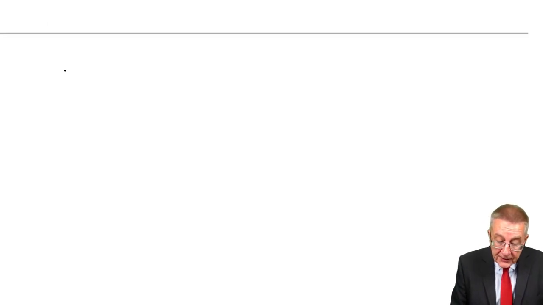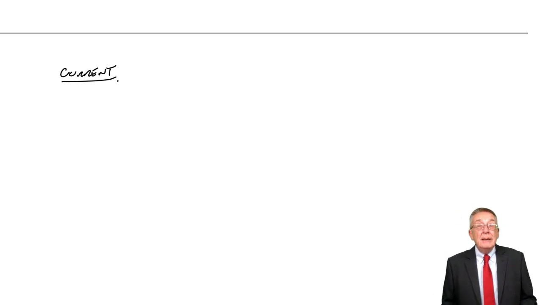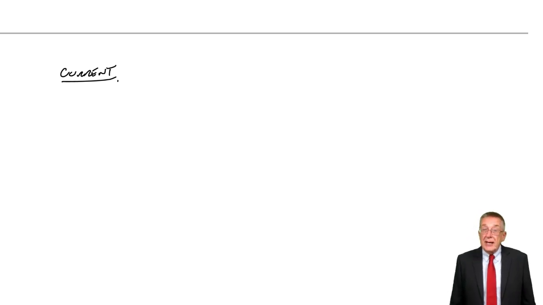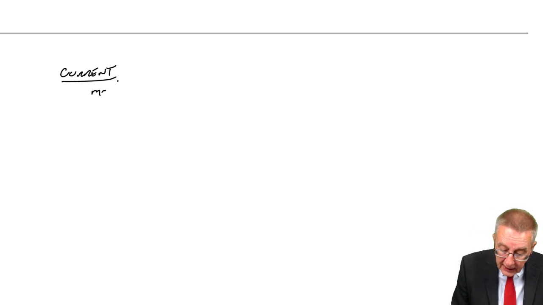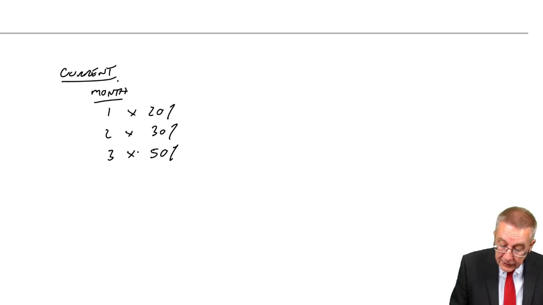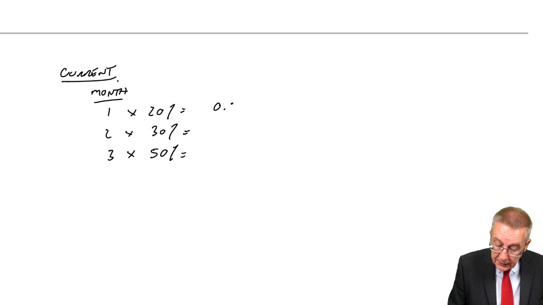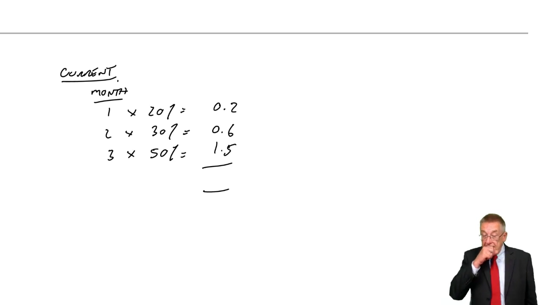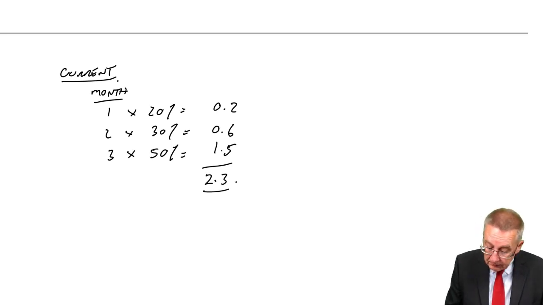Let me again do the little workings. What are the current average receivables? Well, again, I'll do the collection period first. And as I did say a few seconds ago, if the question's given in days, like example 2, use days. If it's given in months, use months. So currently, it's 1 month, 2 months, 3 months, 20%, 30%, 50%. And so the average collection period, 0.2, 0.6, 1.5, an average period of 2.3 months.